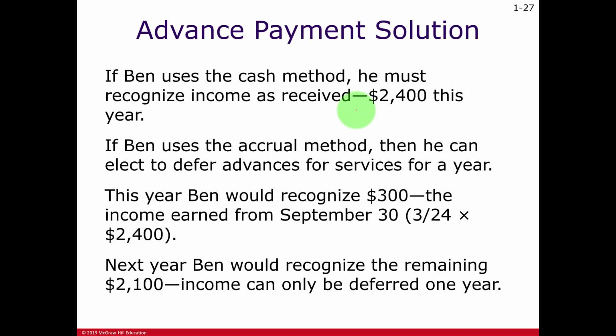You can see the answer here on the next slide. 3 months worth this year, and then the rest, $2,100, all next year, because you can only defer it for 1 year, not over the following year after that.